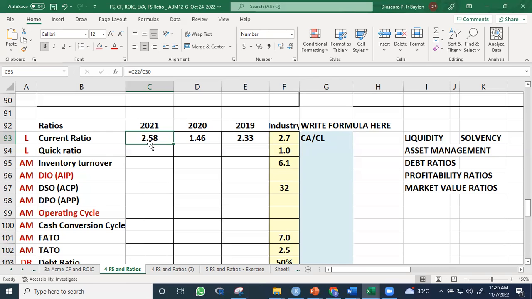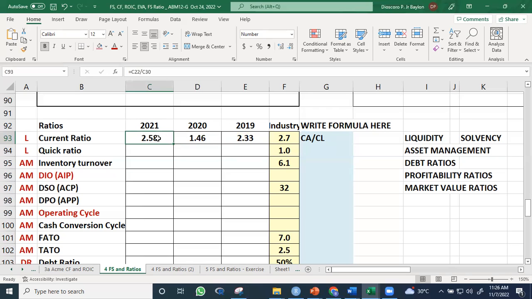All right, then of course we would want to ask, is this good or bad? Again, when you answer questions like this, always take a look at it from a twofold perspective. Number one, benchmarking against a direct competitor. Number two, benchmarking against time. If you look at the time element here, from 2.33, it went down to 1.46. Liquidity became weaker in 2020, but it recovered in 2021, 2.58.